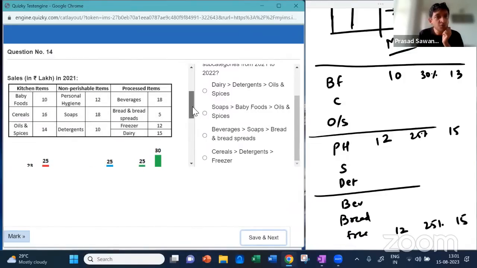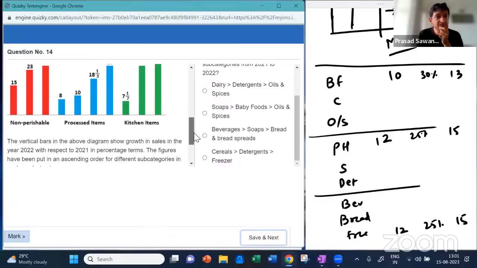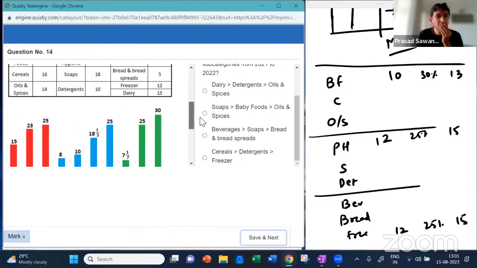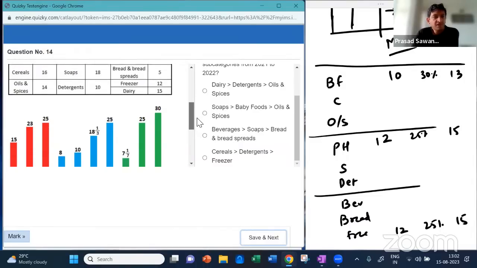So soaps कहाँ पे था? Soaps was 18 and non-perishable के अंदर if I look at it, 18 would have grown by I don't know 15% or 23%. So 3 से grow करना है ना, तो all of them में soap would be better than baby foods. So this is fine.